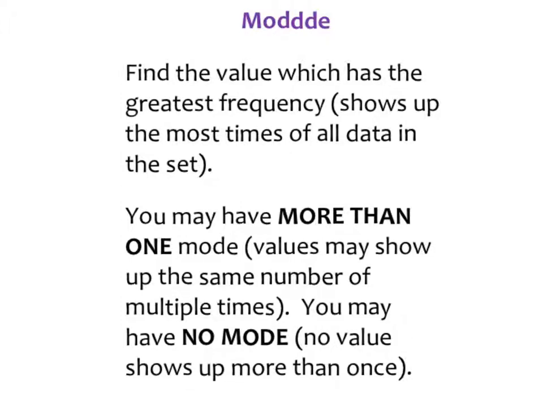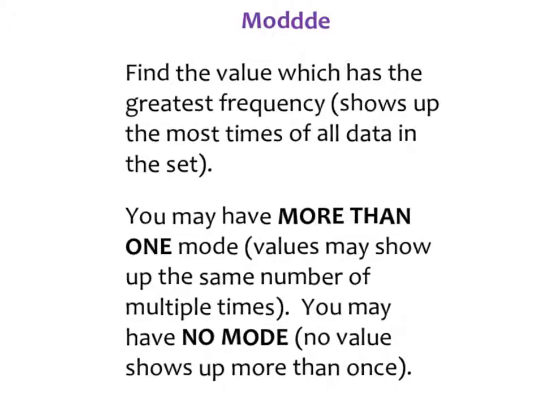You may have more than one mode. I can have multiple numbers that show up multiple times. And if multiple numbers show up the same number of times, I can have multiple modes. I can also have no mode. Maybe there isn't a value that shows up more than once.